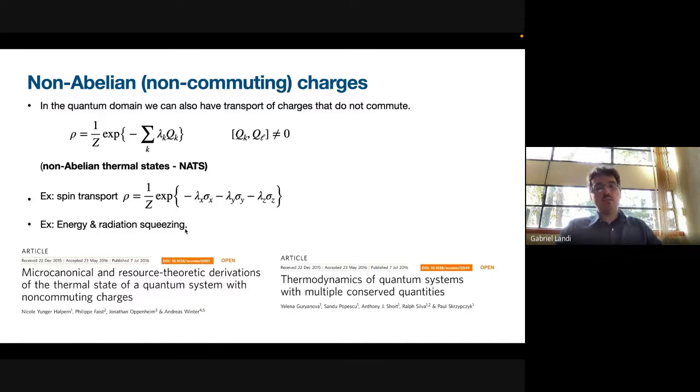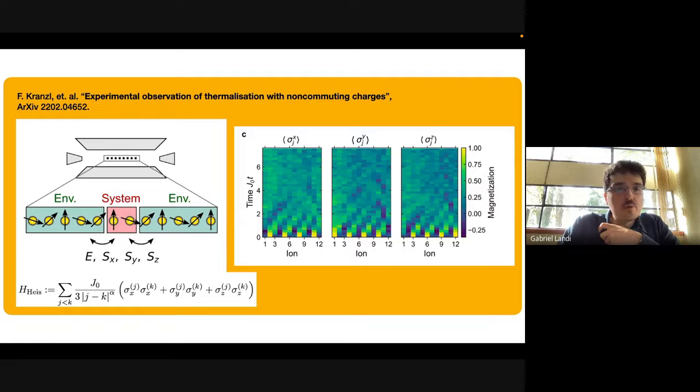Now, in the last maybe 6 years, there has been a lot of interest in extending thermodynamics to non-abelian charges. So these are two very influential papers in the field, which appeared back to back. You can see that they're published on the same date, which introduce many of these ideas about using multiple charges which don't necessarily commute with each other. And this very recent one, just 4 months ago, is the first experimental demonstration of non-abelian transport.